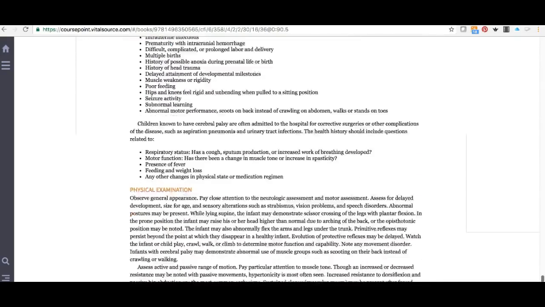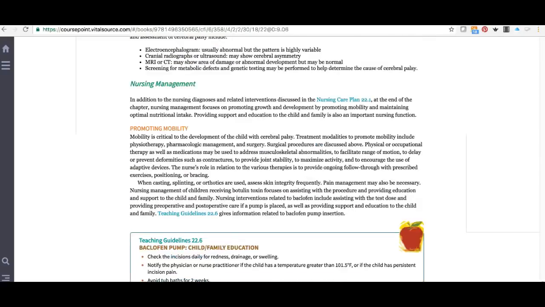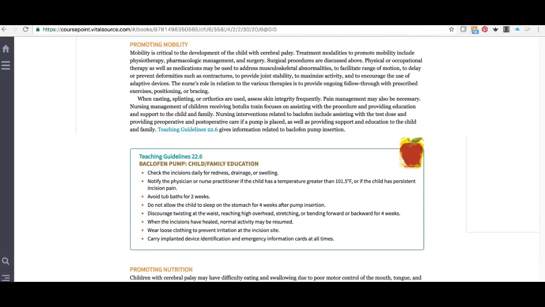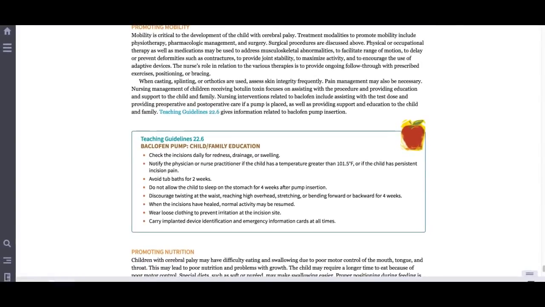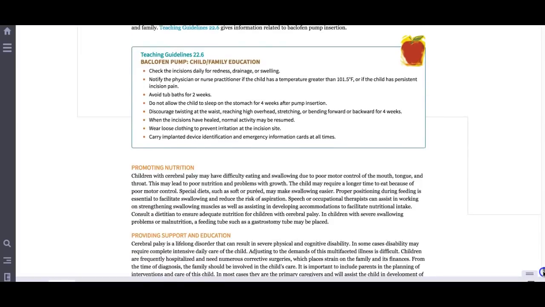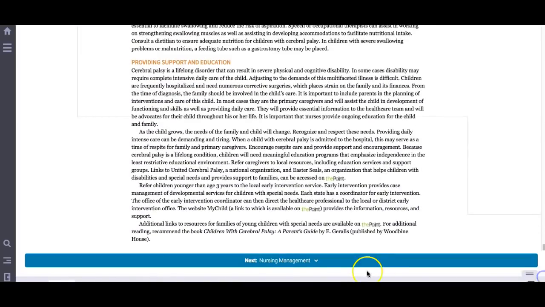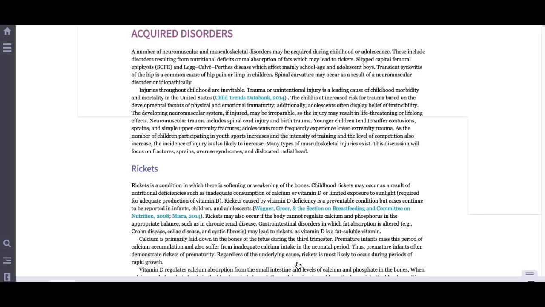Okay. Respiratory assessment, very big. Baclofen and pump, if they have spasticity. If they have spasticity, then they may have a baclofen pump to kind of reduce that spasticity. That's a big deal with cerebral palsy kids. So here's some information on teaching parents about a baclofen pump. Nutrition is big because you want them to maintain their skin integrity, maintain their cardiovascular health, etc.